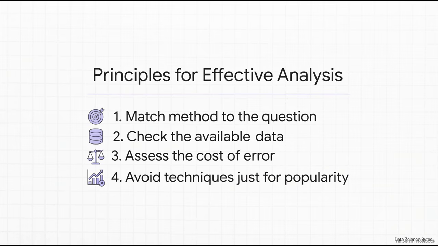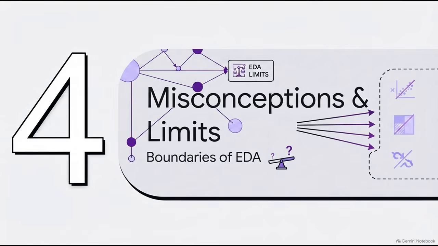Always match your method to the question, the available data, and the cost of an error. You have to use EDA before you even touch feature engineering and modeling. Don't just pick a technique because it's the popular thing to do right now. Verify that your inputs and outputs actually answer the real-world question. Which brings us to part four, misconceptions and limitations.